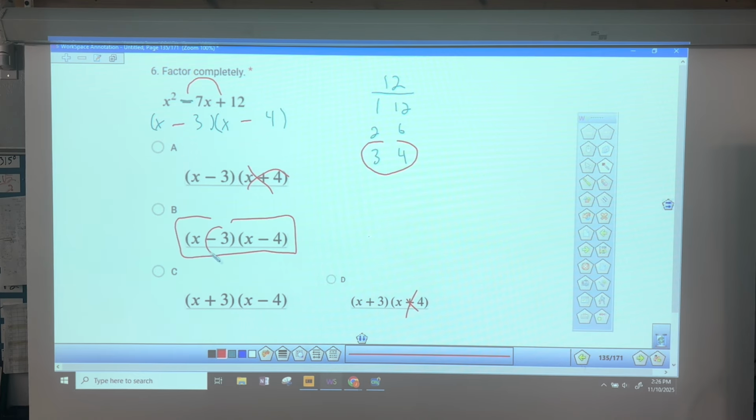Now let's take a look. What's negative 3 times negative 4? Positive 12. That's another way to check it out really quickly.